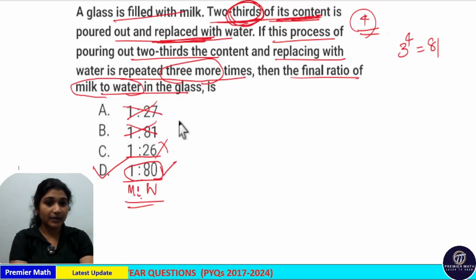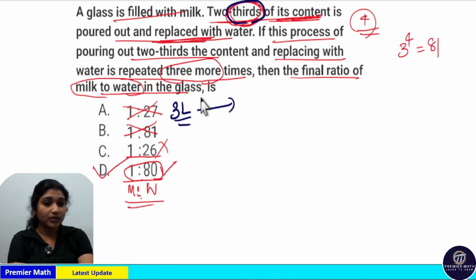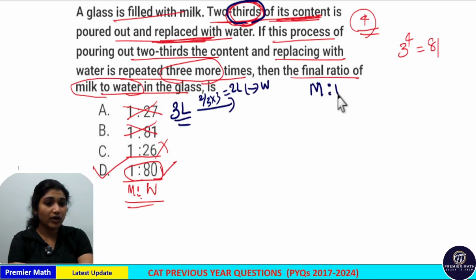Now, I will explain the third method. Here, 2/3 of the content means, if I am taking 3 liter as the initial quantity of milk, 2 by third of 3 liter is taken out and replaced with water, which is 2 liter. So after the replacement, milk to water quantity should be 1:2. 2 liter is replaced with water, remaining 1 liter is the milk part.